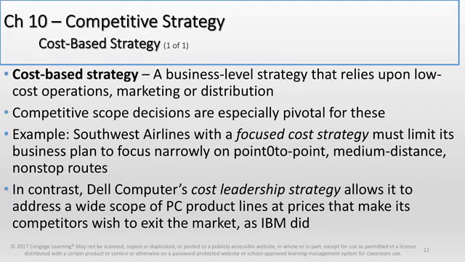Competitive scope decisions are especially pivotal for cost-based strategy. For example, a firm like Southwest Airlines with a focused cost strategy must limit its business plan to focus narrowly on point-to-point, medium distance, and non-stop routes. In contrast, Dell Computer's cost leadership strategy allows it to address a wide scope of PC product lines at prices that make its competitors wish to exit the market.